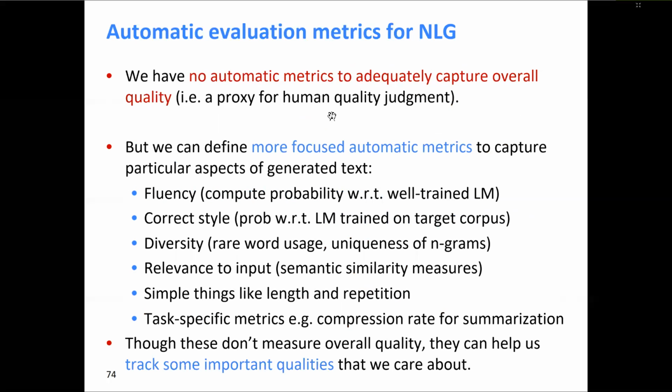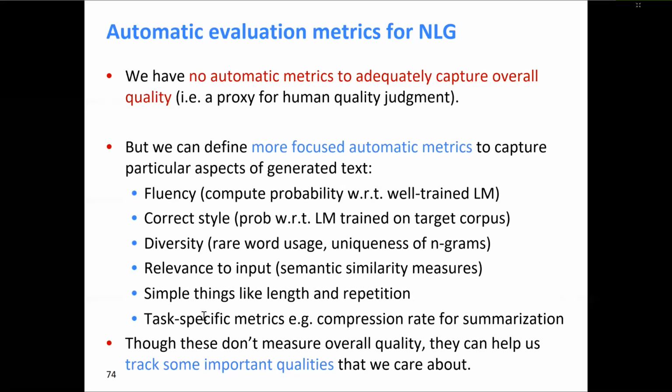So in summary, we have no automatic metrics to adequately capture the overall quality, but we can design more focused automatic metrics. So we can design separate metrics for separate things, right? We can design metrics for fluency, for diversity, right? To see whether the outputs use real words and the uniqueness of the n-grams. We can define the relevance, right? And also measure things like the length and the repetition.